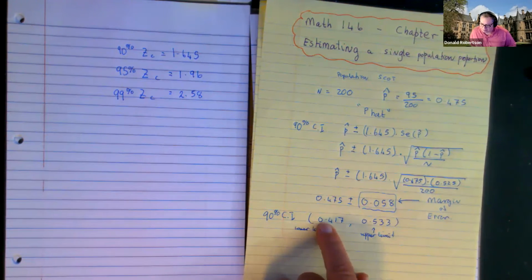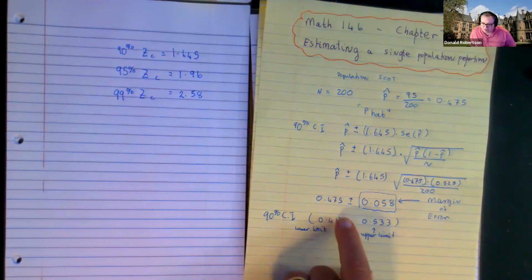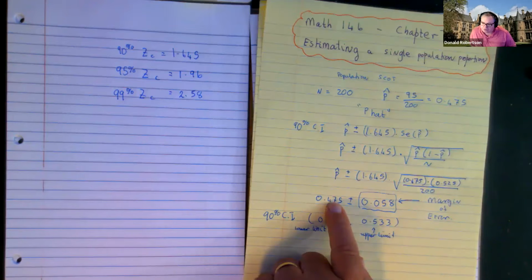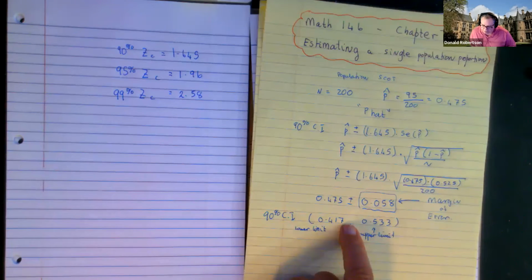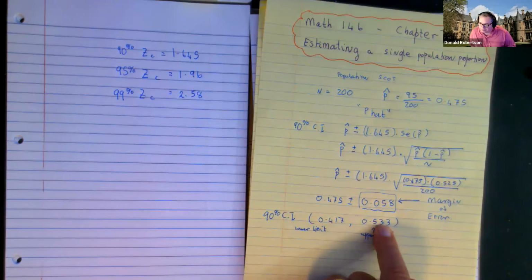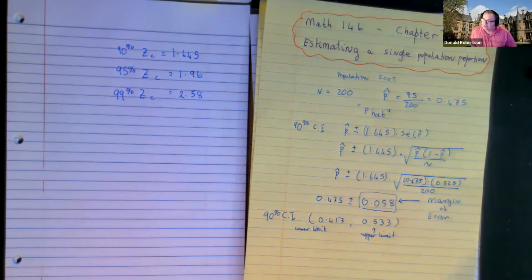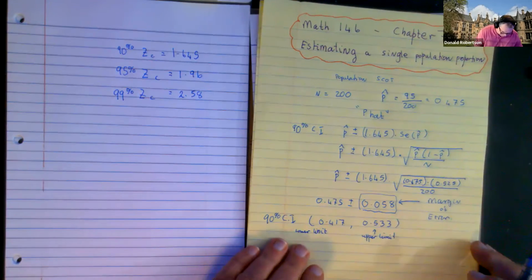And anywhere between these two numbers is just as likely to be the true answer as any other. So that 0.475 is nothing special. It's one of possible answers. Couldn't it be 0.5? Couldn't it be 0.433, right? Couldn't it be any number up to what, 0.533, right? Any value is possible for the real population proportion value.